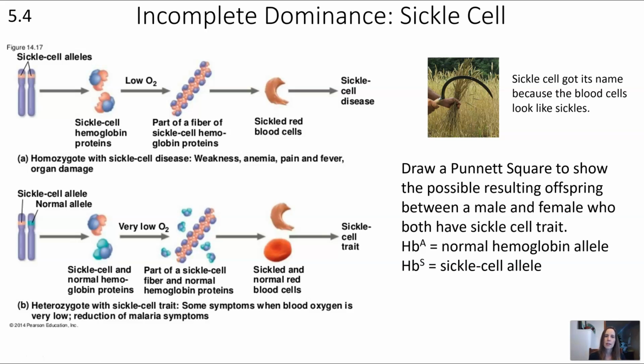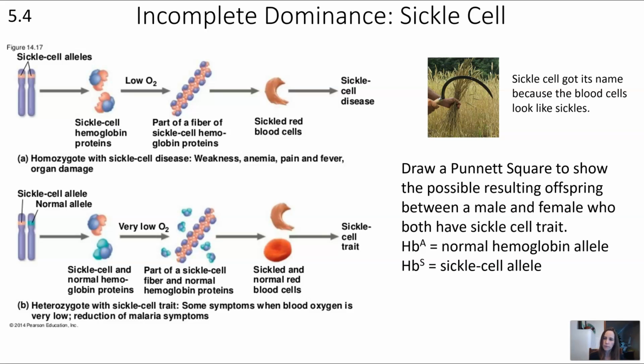So sickle cell is controlled by a single gene, and there are two alleles. If you have two copies of the sickle cell allele, that will give you sickle cell disease, where your red blood cells are all a sort of shape that is kind of like a sickle. So a sickle is shown on the upper right there, and they don't carry oxygen as efficiently. If you have one copy of the sickle cell allele and one copy that doesn't code for sickle cell, that will give you sickle cell trait. So you will not have the effects of sickle cell disease, although there will be some symptoms when blood oxygen is very low.